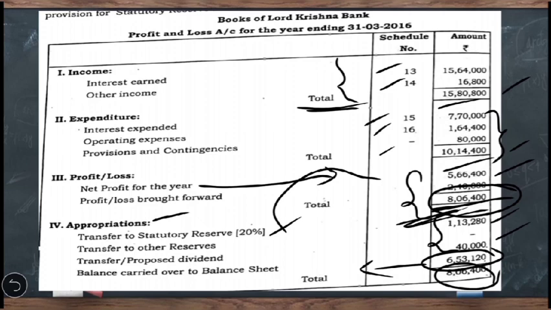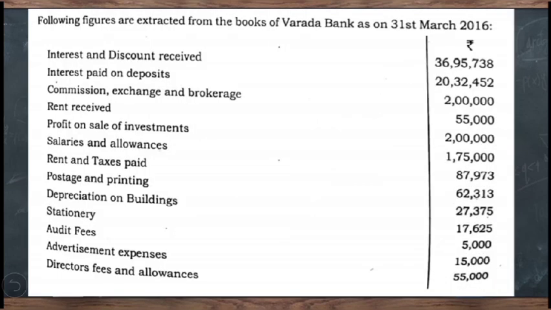Then let us take up the second question. This is the second question. Let me read the question now. Following figures are extracted from the books of Varada Bank as on 31st March 2016. They have given interest and discount received 36,95,738. Interest paid on deposits they have given, commission, exchange and brokerage, rent received, profit on sale of investments, salaries and allowances, rent and taxes paid, postage and printing, depreciation on buildings, stationery, audit fees, advertisement expenses, directors fees and allowances.